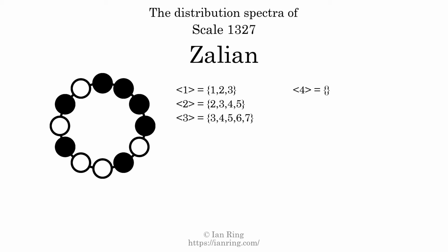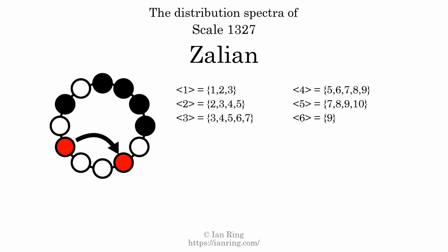The generic interval of 4 scale steps comes in 5 different specific interval sizes. 5 semitones, 6 semitones, 7 semitones, 8 semitones, and 9 semitones. The spectrum width of this generic interval is 4. The generic interval of 5 scale steps comes in 4 different specific interval sizes. 7 semitones, 8 semitones, 9 semitones, and 10 semitones. The spectrum width of this generic interval is 3. And finally, the generic interval of 6 scale steps comes in 3 different specific interval sizes.